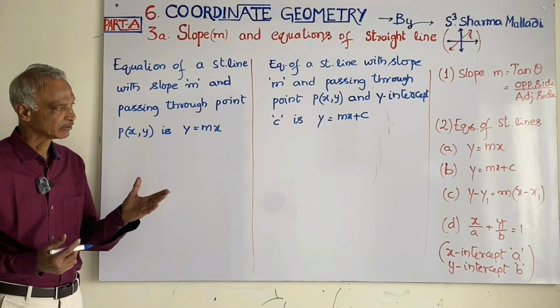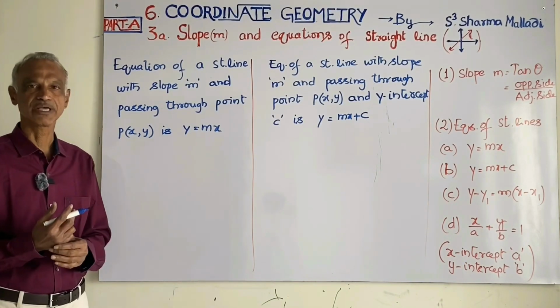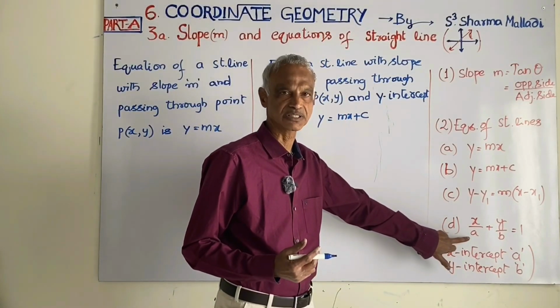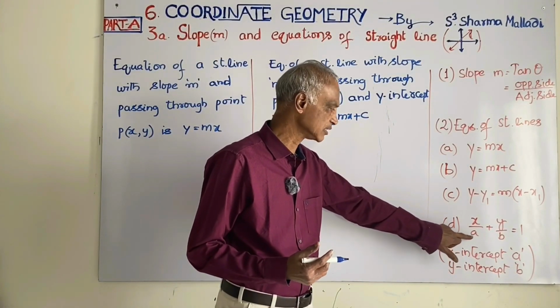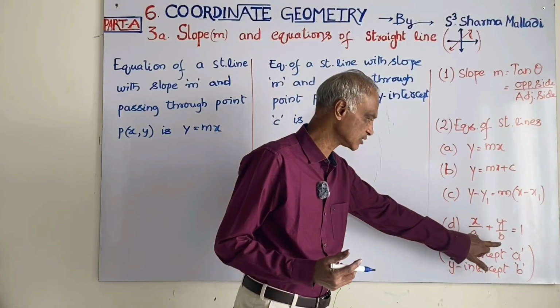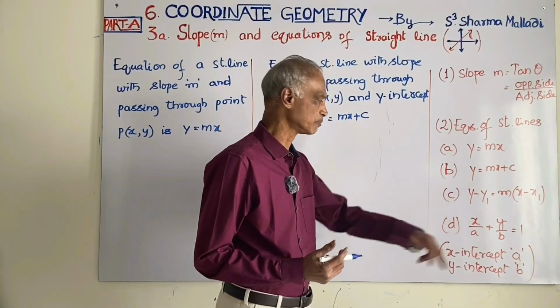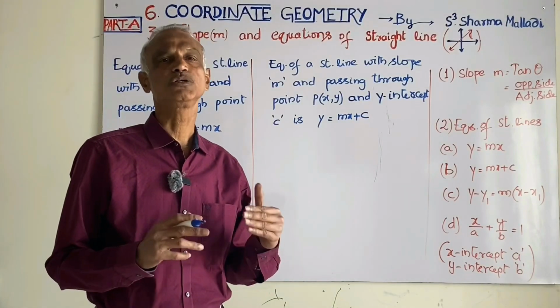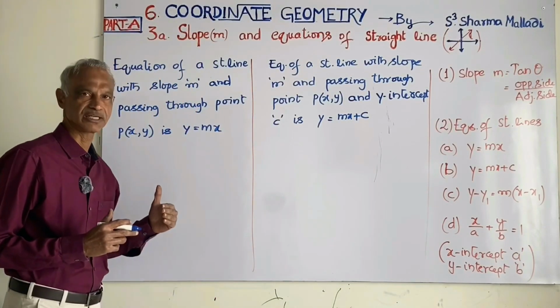c, y minus y1 is equal to m into x minus x1, and intercept form, this is called intercept form. X intercept is a and y intercept is b. x by a plus y by b is equal to 1. You will have only two forms of equations of straight line in two variables.